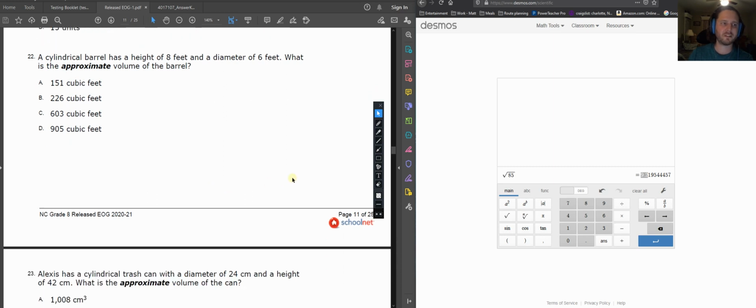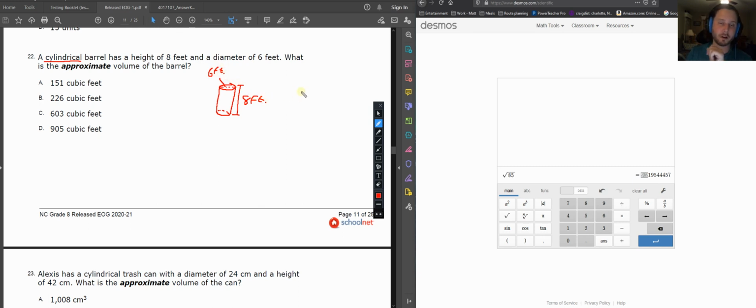For number 22, a cylindrical barrel has a height of 8 feet and a diameter of 6 feet. So it's asking for the volume of a barrel. For this one, it tells you it's a cylinder. So we've got kind of this shape going on. Okay. And it tells us that the height of this shape is going to be 8 feet. And the diameter going across the whole thing, that is going to be 6 feet. And we're trying to find the volume.